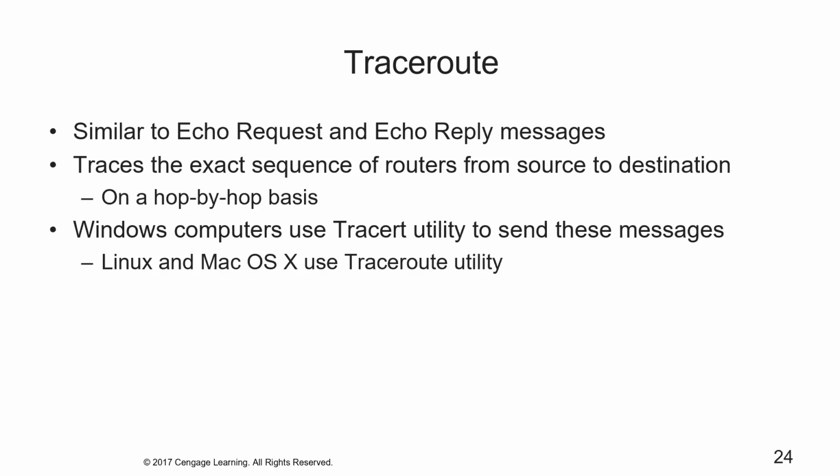Probably the second most common ICMP message that you have experienced but may not have known was an ICMP message is Traceroute. It's similar to echo request and echo reply, but it traces the sequence of routers from the source to the destination, going hop by hop by hop. Windows computers use tracert to send the messages, and Linux and Mac OS use traceroute. If you remember, there was an old meme on the internet, tracert. That's Windows, but traceroute is for Linux and Unix variants.